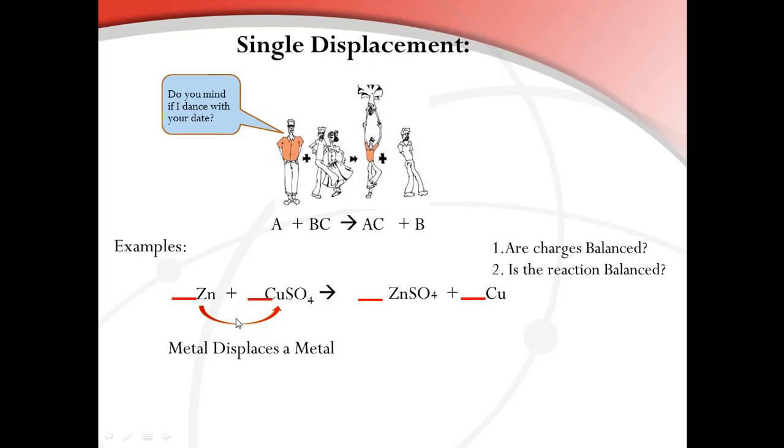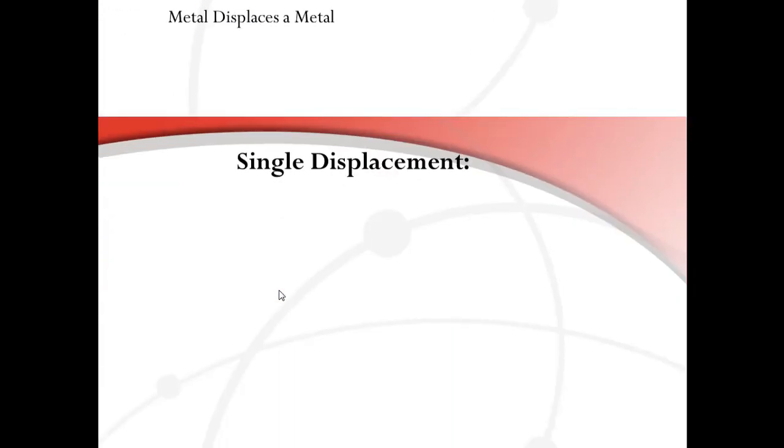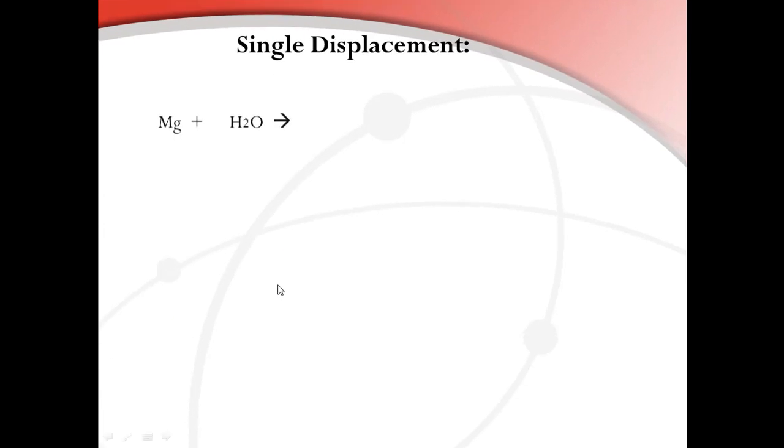There are a couple other different types of reactions. We'll look at single displacement reactions where it's not a metal displacing another metal. In this reaction, we have magnesium reacting with water. So what are the products?